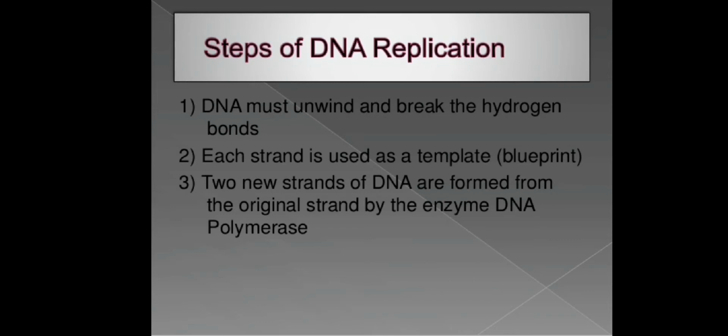Let's now discuss the replication of DNA. Basically, there are steps in DNA replication. The first step is that the DNA must unwind and break the hydrogen bonds. If the DNA breaks its hydrogen bonds, then there is DNA replication. Second, each strand is used as a template, or a blueprint, of the original DNA. That is why there is DNA replication, because the original DNA is used as a template.